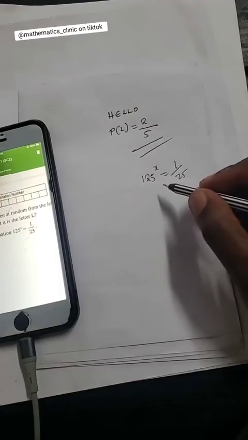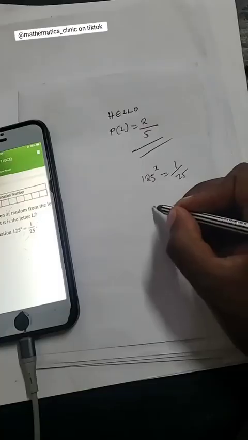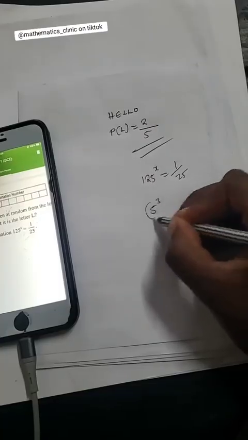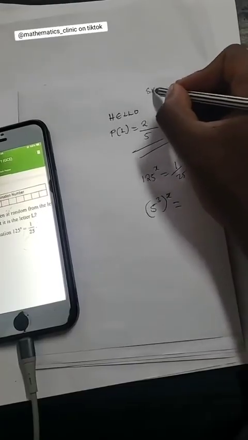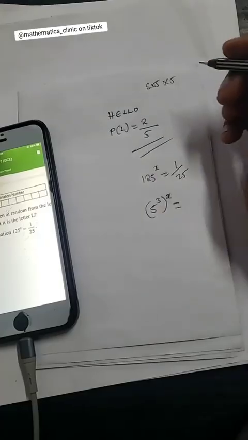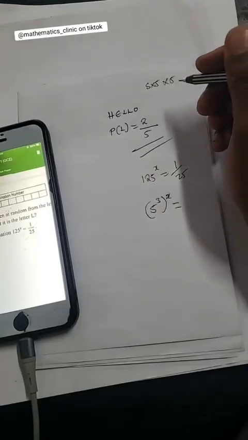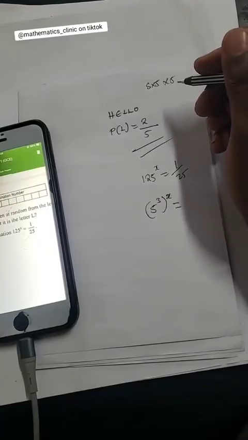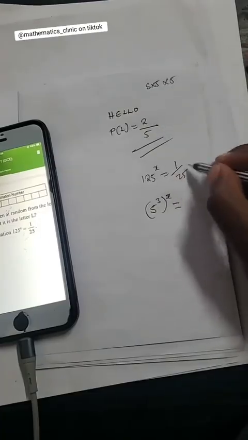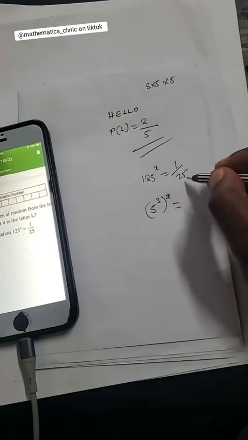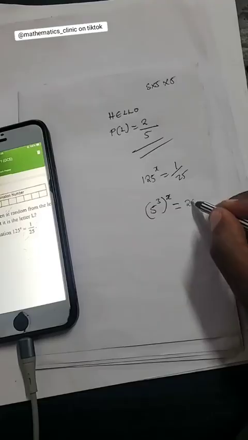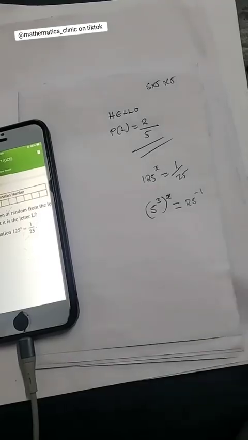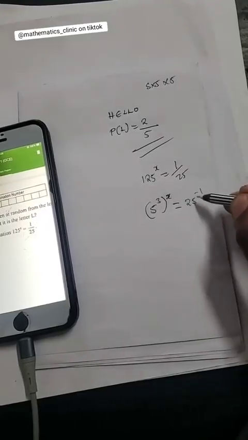So now how do we do that? 125 can be expressed as 5 to the power 3, multiplied by x, because 5 times 5 is 25, times 5 is 125. So 5 to the power 3 will give us 125. Now, this is an inverse, so we can write it to the power negative 1. 1 over 25 can also be written as 25 to the power negative 1.